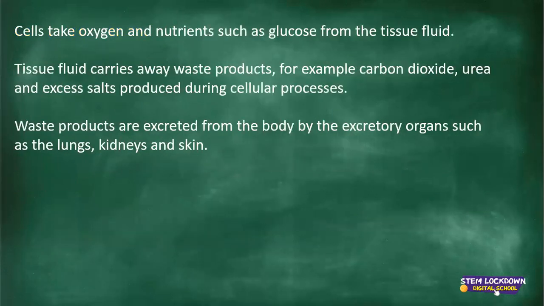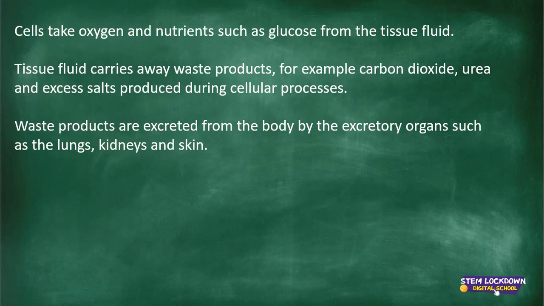Cells take oxygen and nutrients such as glucose from the tissue fluid. So this oxygen and the nutrients that we need are in the tissue fluid. The cells then take these nutrients, such as glucose, from this tissue fluid to use for their important internal parts. For example, the cells of the muscles will take this glucose as it will provide them with energy.